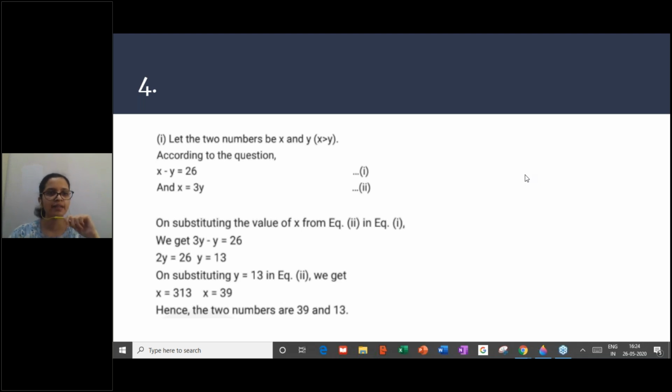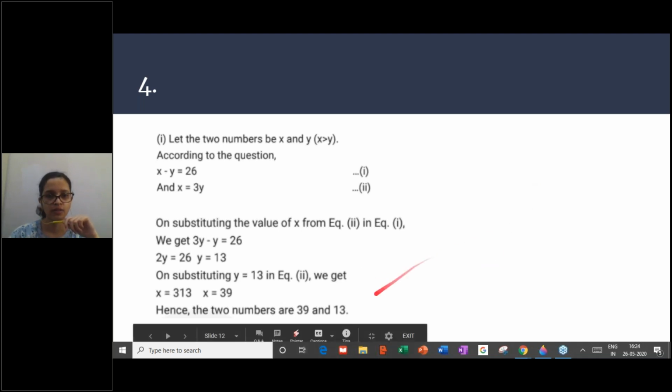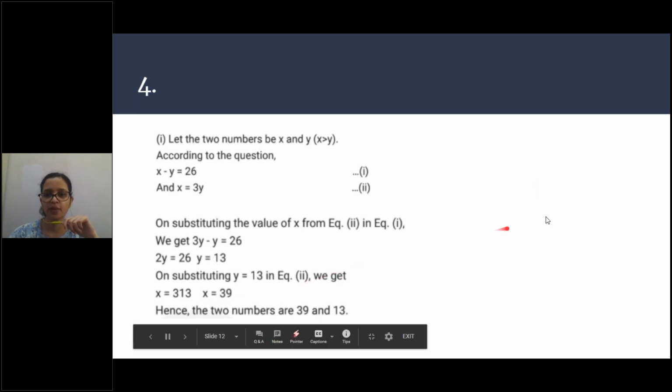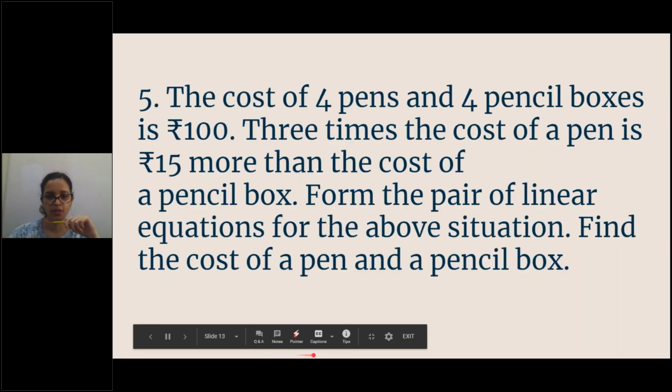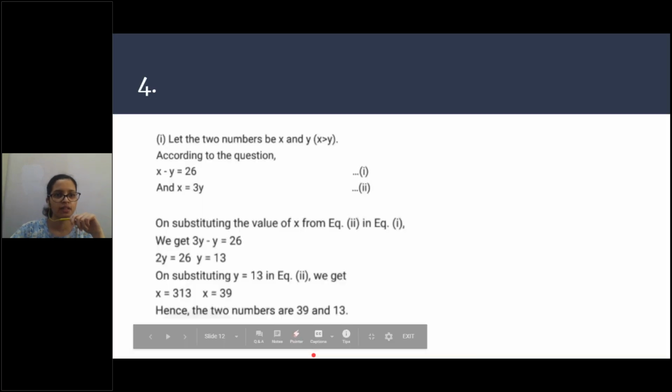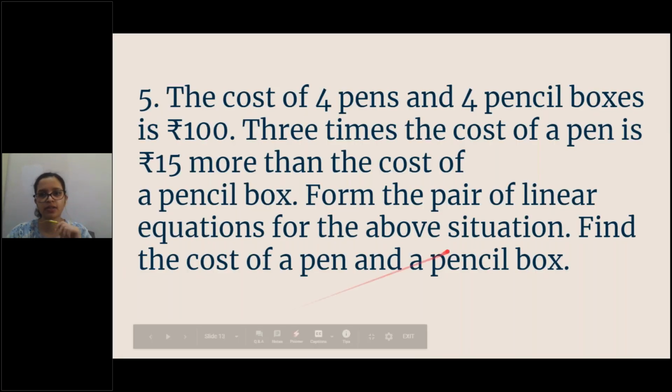Okay. Anybody else having a doubt? No. Okay. So we'll do one more word problem. If somebody is still typing questions, I'm not able to see them. I'm sorry. Okay. Yeah. So this is a question.